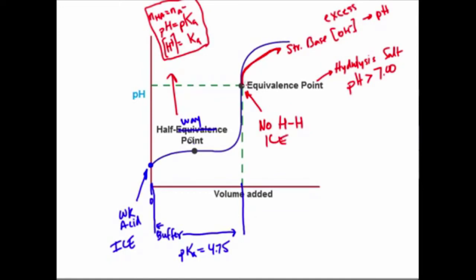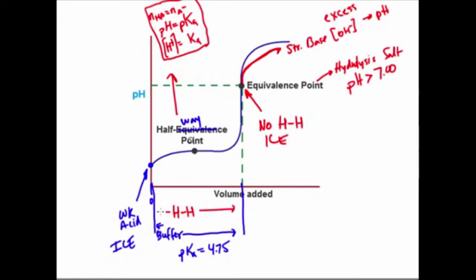Okay, so you have to use ice tables from here, and basically at that point is the last time we see equilibrium, because after that point there's no longer equilibrium. It's all dominated by the excess strong base. Now in between here and here, you can use that Henderson-Hasselbalch equation.